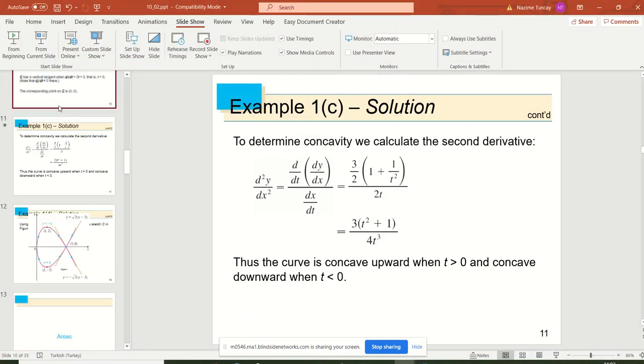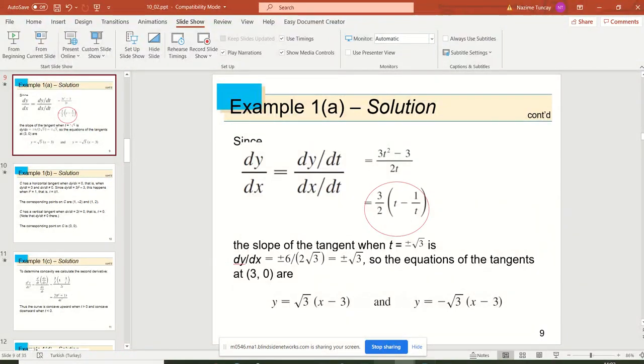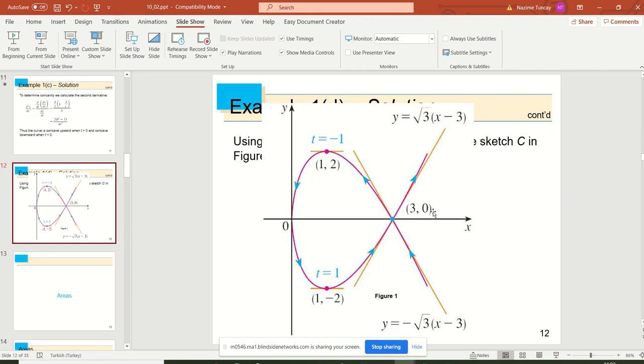Where are the two results? Yes, like this. So these are the two results. And we have two equations because it cuts that point 30 and there are two tangent lines, not one tangent line.